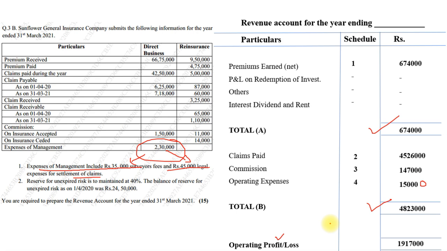Okay, so this is how you all have to solve this particular sum based on general insurance, where they had given us a sum based on direct business and reinsurance. Okay, so if a similar kind of question comes, this is how you all have to solve this particular sum. Okay, now I hope everyone has understood this. This was question number 3 from the paper of April 2023.